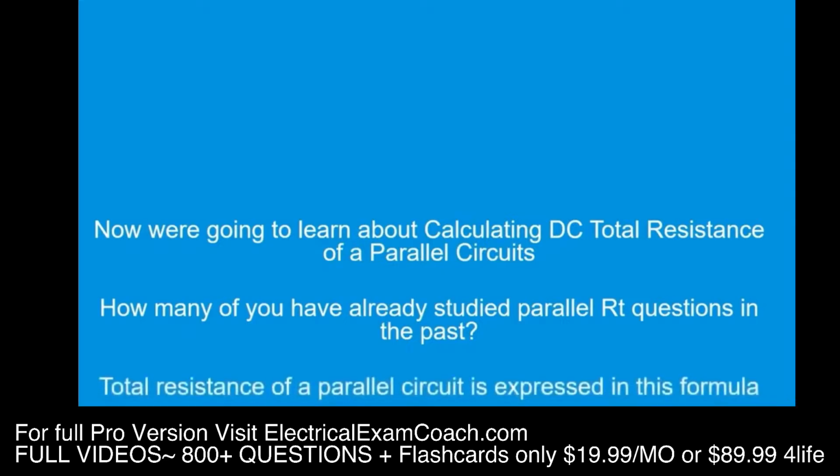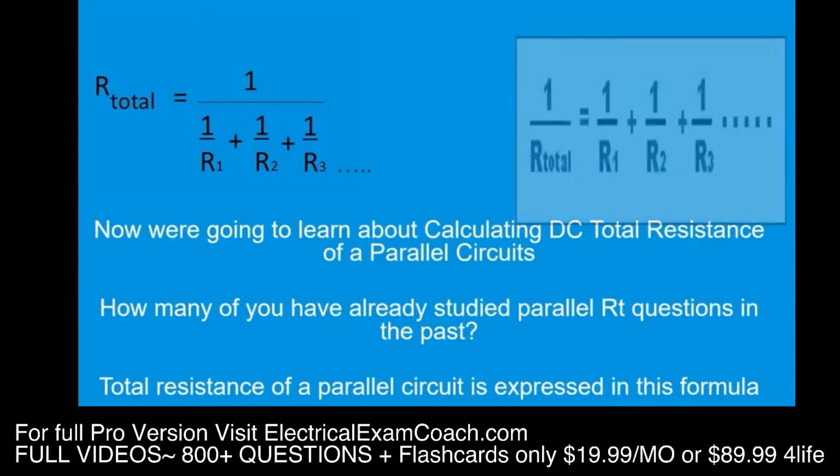The total resistance of a parallel circuit is expressed in this formula. R total is equal to the reciprocal of R1 plus the reciprocal of R2 plus the reciprocal of R3, and so on and so forth. To get the reciprocal of a number, you just divide that number into 1. What we're going to do is first get the reciprocal of each resistor, then take the reciprocal of that number, and that is going to give us the resistance total.